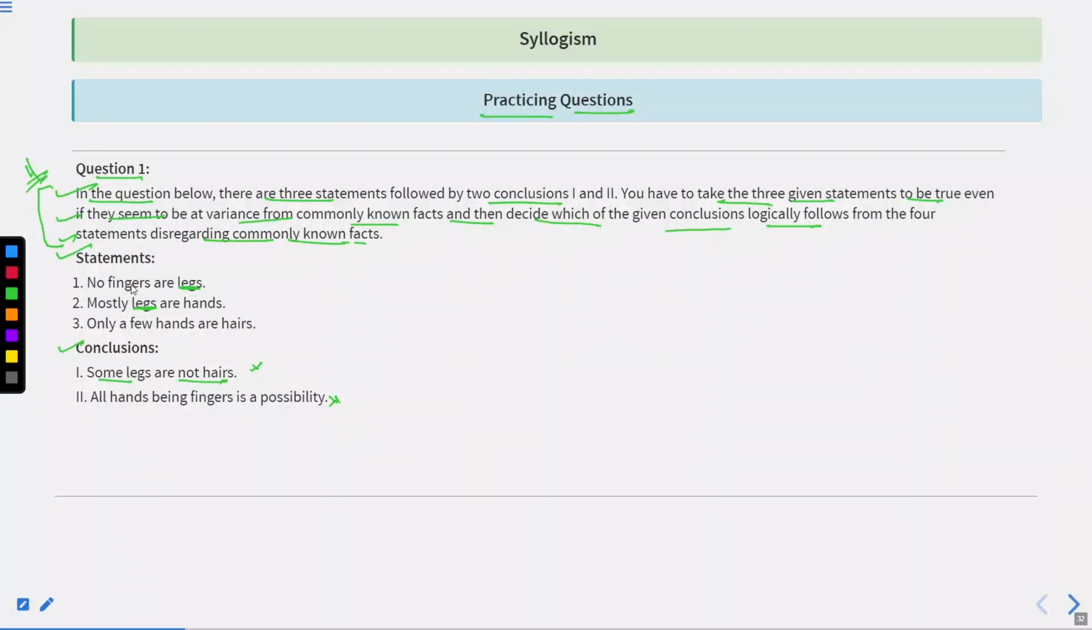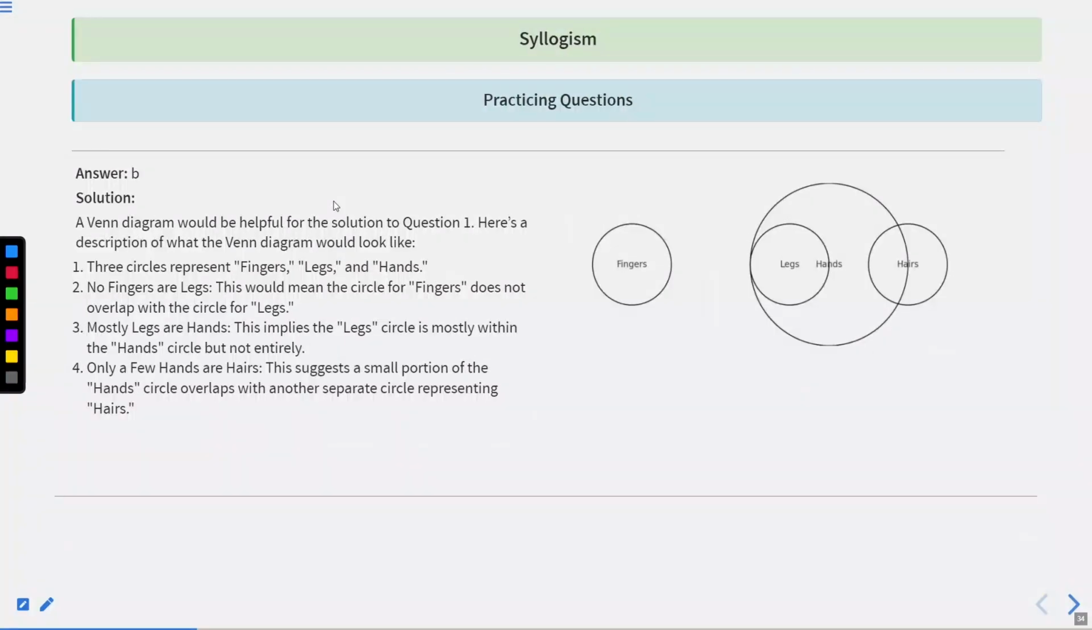The first point is no fingers are legs. The first point is saying that there are 3 circles that have been made. This is fingers. These are legs. This bigger circle is hands. And then there are hairs. I suppose there has been some mistake. Let me just clear all this, and it will also mention hairs.